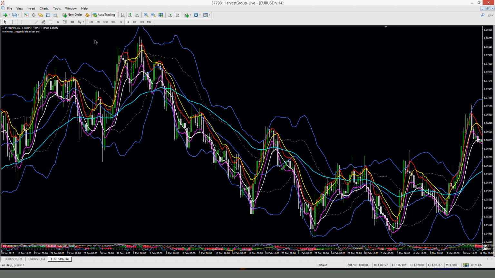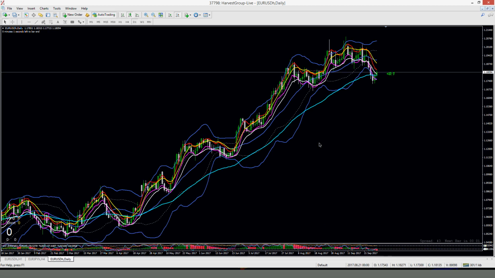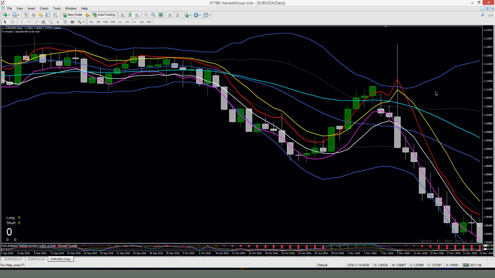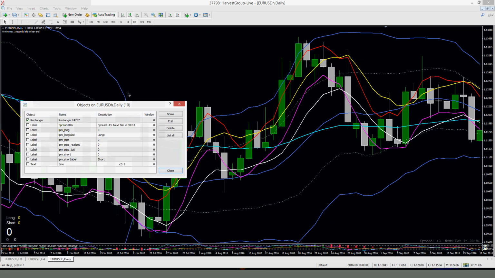For example, this is a downtrend, and there's an extreme at MA50 here. So this tells me that there's a re-entry sell on D1. Okay, let me find that box over here.